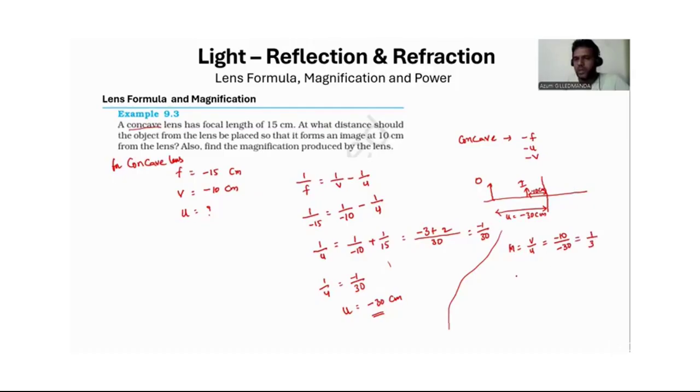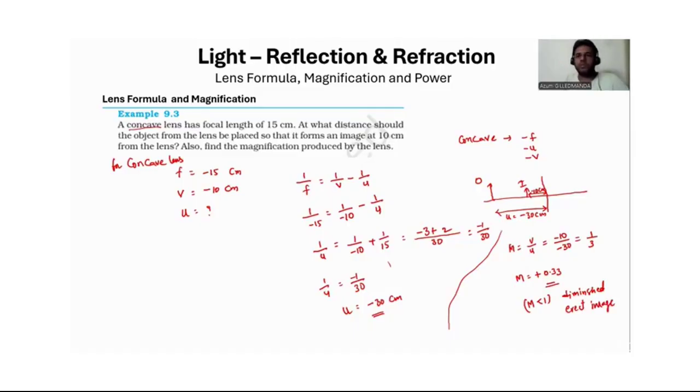1 by 3 means M is equal to a positive value, plus 0.33 something. So a plus value suggests... what is the value here? M is less than 1. That suggests it is a diminished image, and the positive value suggests it's an erect image. Diminished and erect image. Hope you're following, guys.